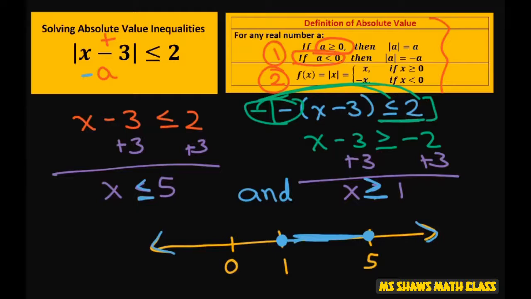So there's that. And you could also rewrite this as x is in between 1 and 5 inclusive, because you're including the 1 and you're including the 5.